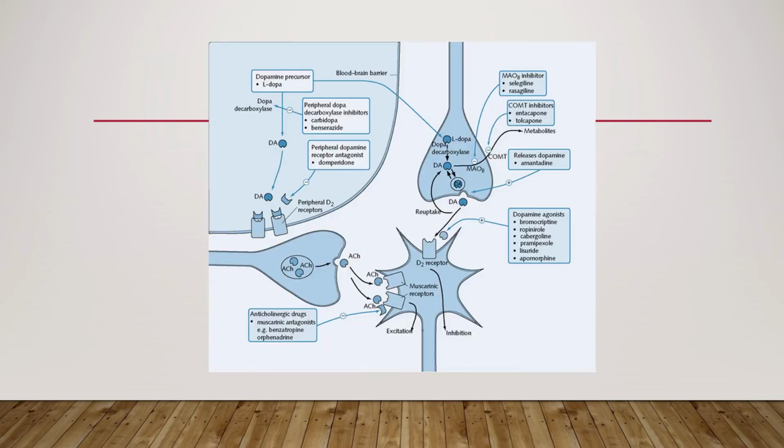antimuscarinics you can use. So this is a nice little diagram to visualize where all the different Parkinson's medication works. You have the dopamine agonist working on the D2 receptors in the postsynaptic neuron. You have the COMT inhibitors and the MAO inhibitors, which prevent the breakdown of dopamine. You have the dopa decarboxylase inhibitors here, preventing the breakdown of L-dopa to dopamine before it can cross the blood-brain barrier. And you have the acetylcholine receptor antagonist as well.